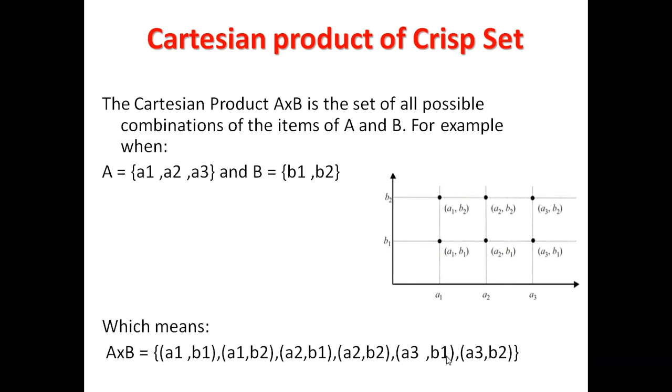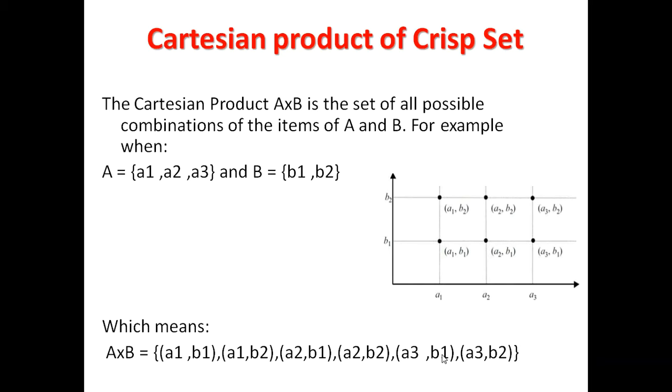So, you all know how we find the Cartesian product of any set. Basically, the Cartesian product that we call A cross B is the set of all possible combinations of items of A and B. So if we have two sets, say A is one set, B is another set, we want to get the Cartesian product, that is A cross B. So we will find all possible combinations of the elements or items of A as well as B.